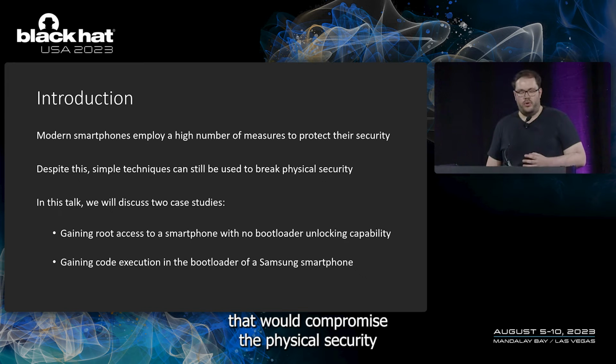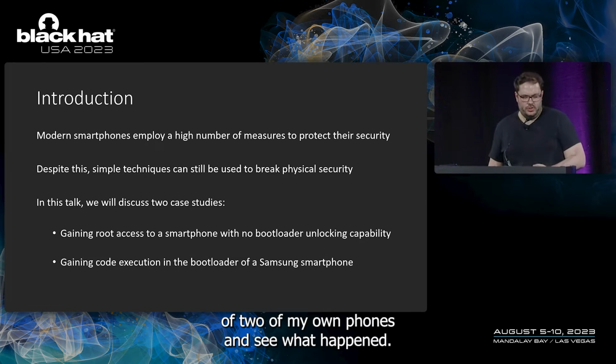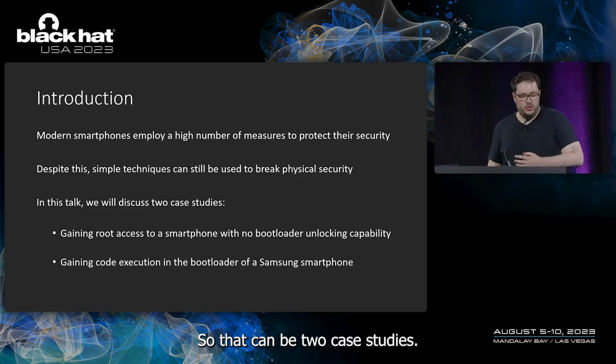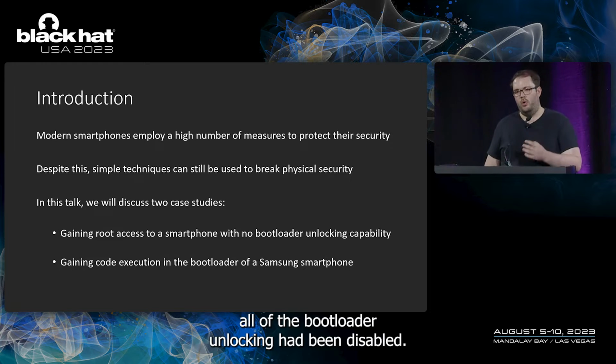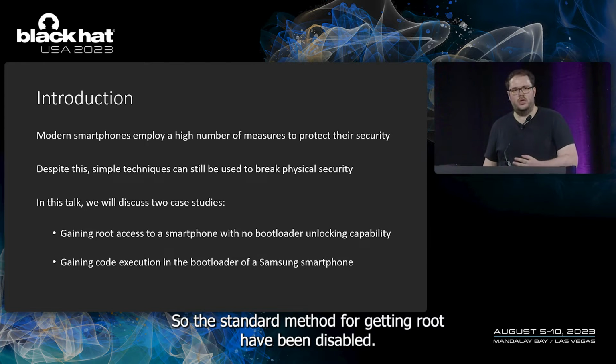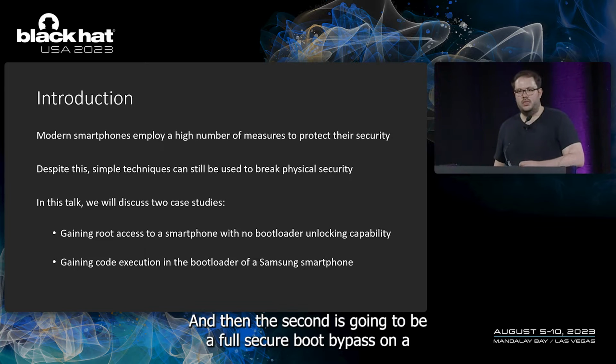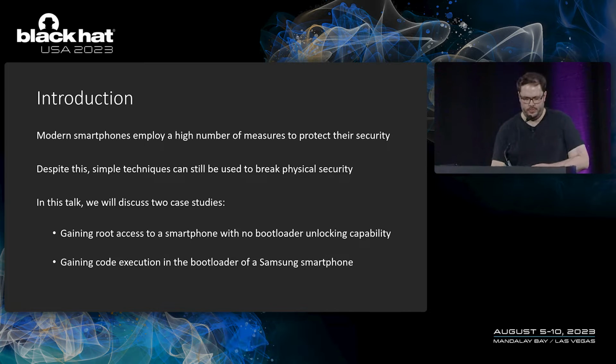For this talk, I wanted to find two exploits that were very simple and fun that would compromise the physical security of two of my own phones and see what happened. So there will be two case studies. The first is going to be gaining root access to a smartphone where all of the bootloader unlocking had been disabled. So the standard method for getting root had been disabled. And then the second is going to be a full secure boot bypass on a modern Samsung phone.